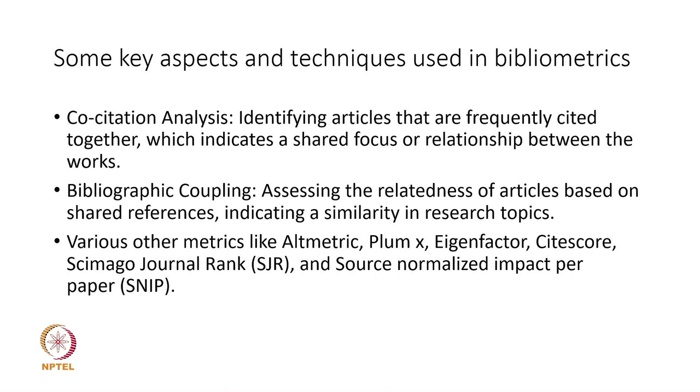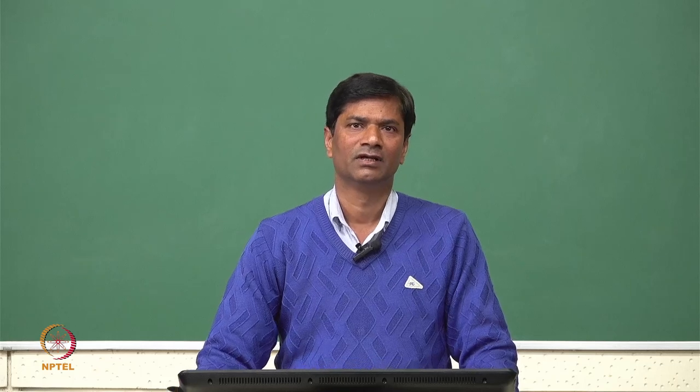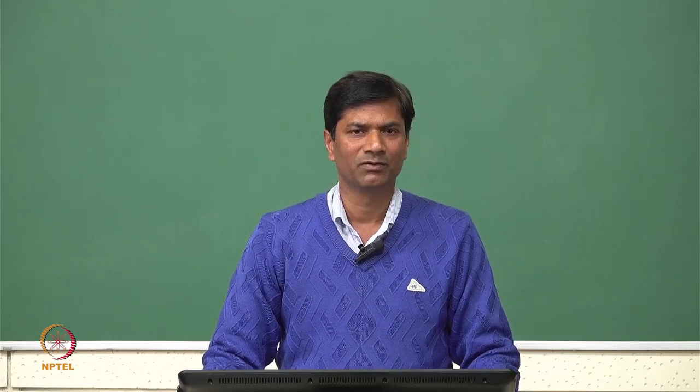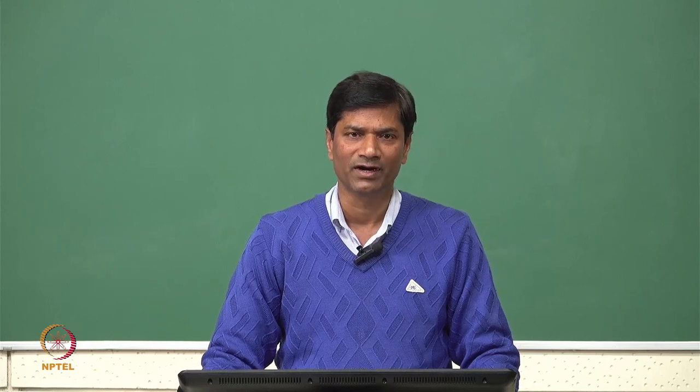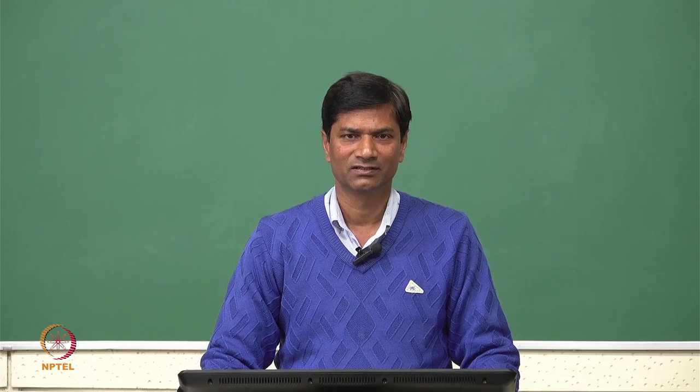Some other aspects and techniques used for bibliometrics are co-citation analysis, bibliographic coupling and various other metrics. I am not going to explain all these things. You might have learned about all these in detail in your previous lectures or in an incoming lecture. Now, the question comes: if bibliometrics is so important, then what are the different applications of bibliometrics?